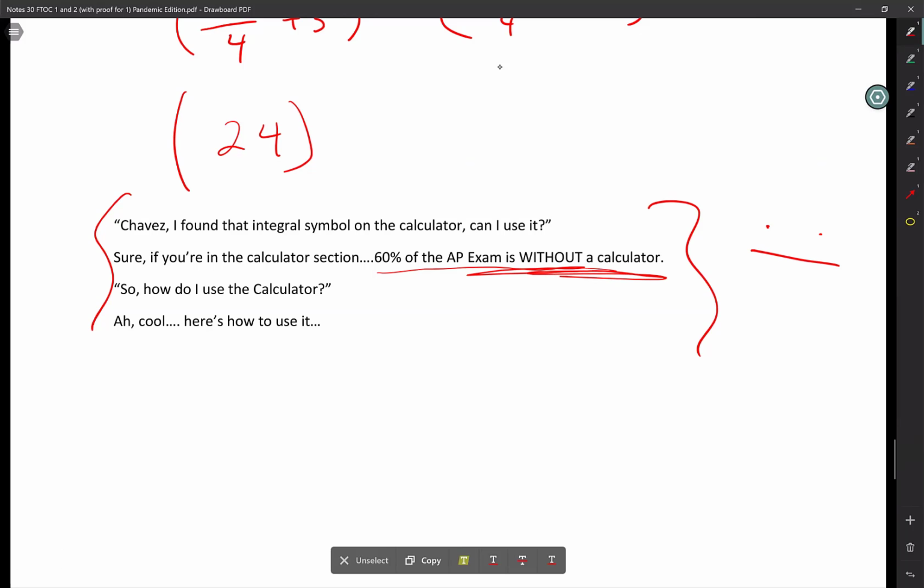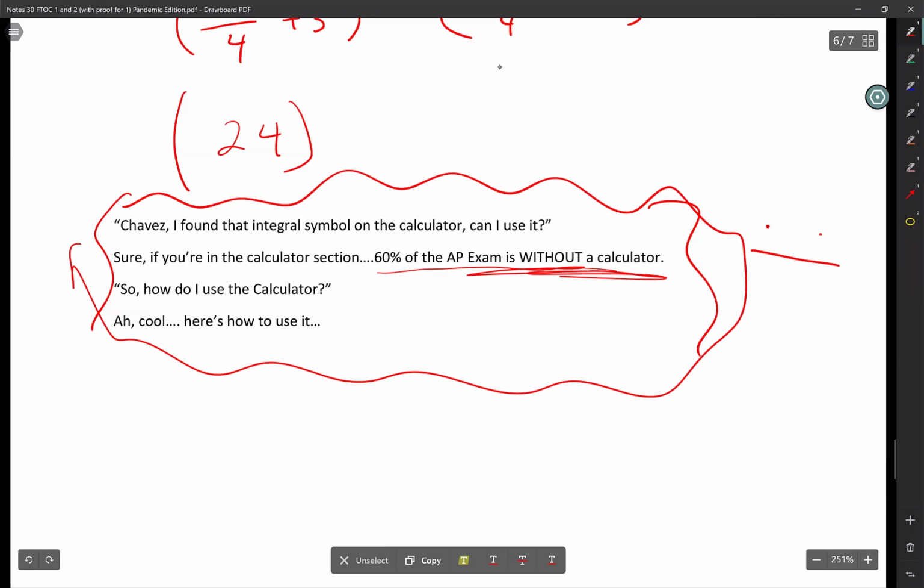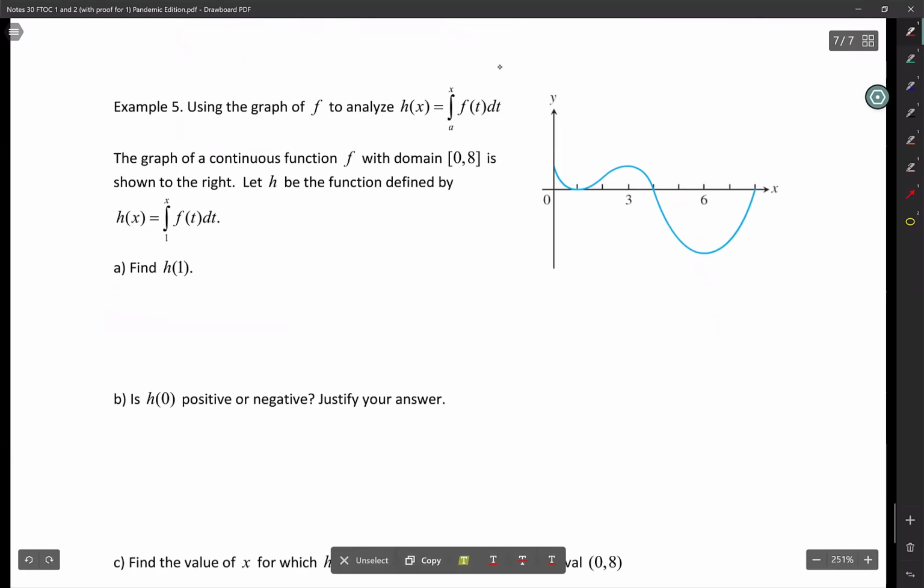Cool, guys? Don't worry, we're eventually going to teach you how to do it with a calculator. It's really simple. If you already have a calculator, you can just play with it. So let's go to this question.